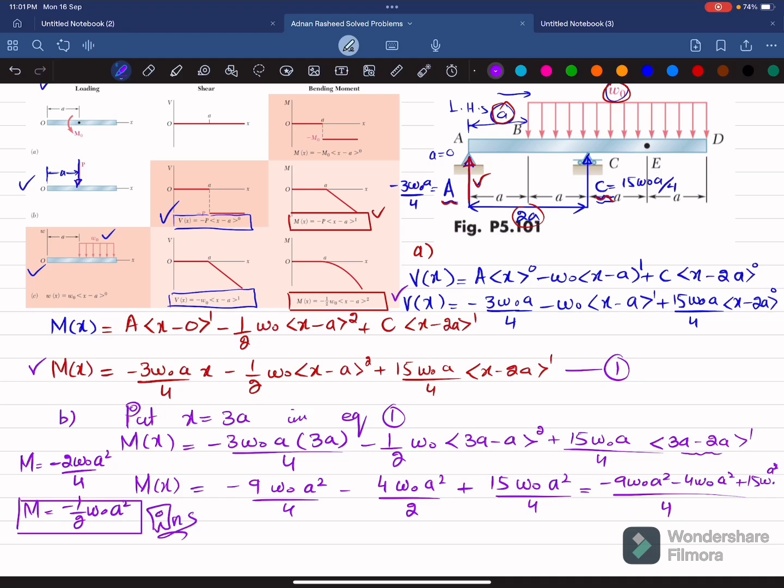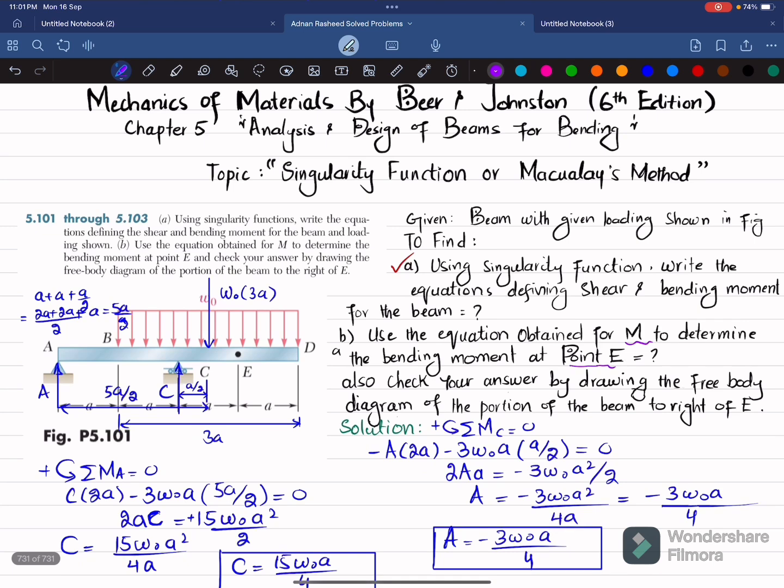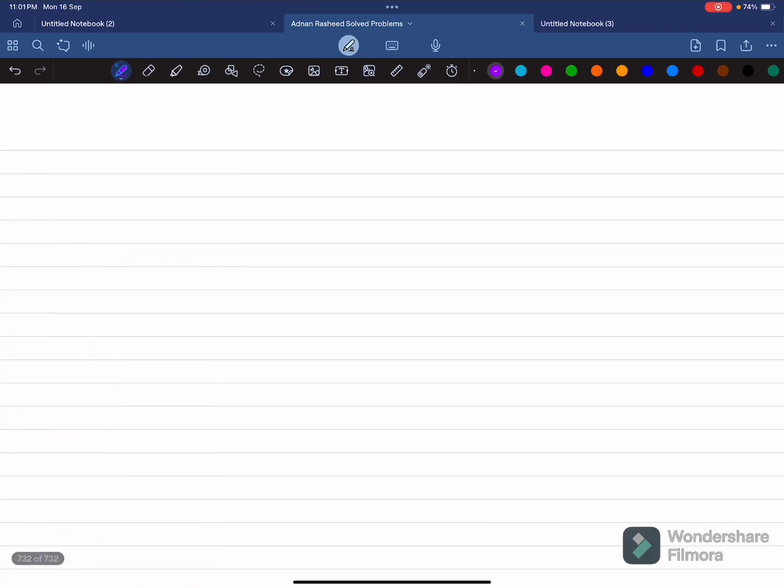Now in the last portion we have been asked to check your answer by drawing the free body diagram of the portion of beam to the right. So we will cut the beam at a distance of A from this side D, and we will find the moment at this point E. So let me draw it. This is the beam.